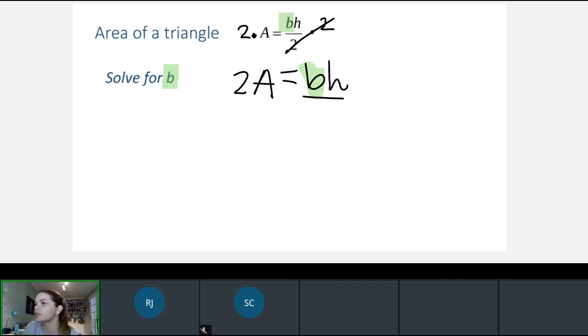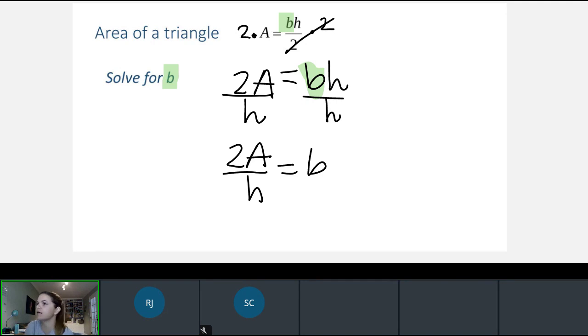Okay, that's okay. So we're just going to divide by h. We want the h to go away. We're going to divide by h. So it's 2 times a divided by h equals b. That's it. Now b is all by itself, so that's it.